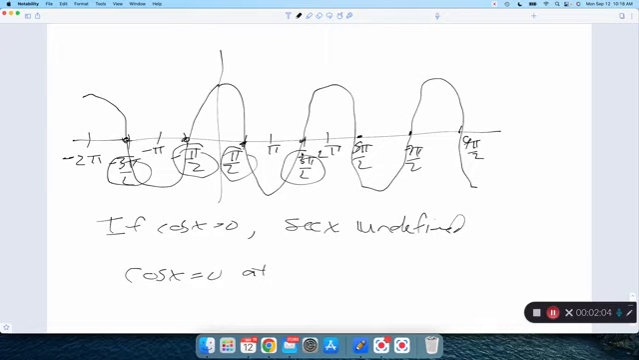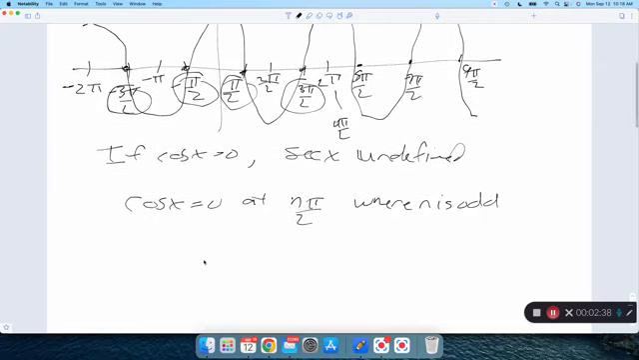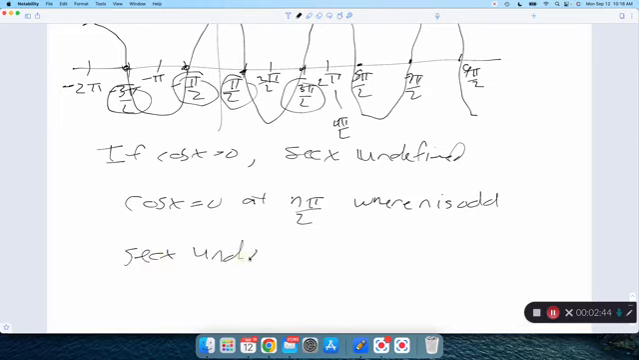You might say, oh, every time we have a pi over 2. Technically, this guy right here is 2 pi over 2. And 2 pi, he's 4 pi over 2. So it wouldn't be all the pi over 2's. It would be the odd pi over 2's. At n pi over 2, where n is odd. So if n is an odd number, 17 pi over 2, that's one of the places cosine is 0, so secant of x is undefined there. Because you can't divide by 0.